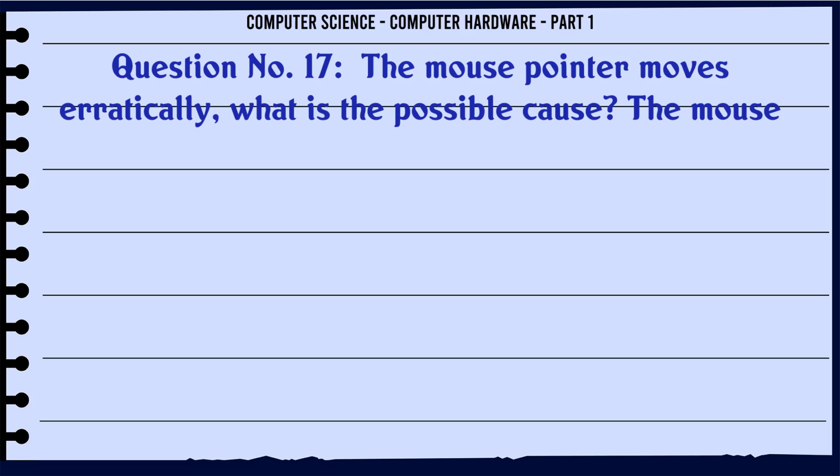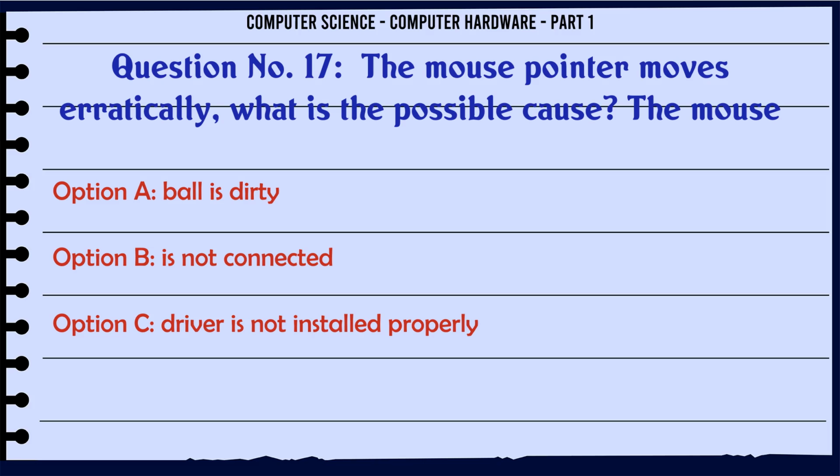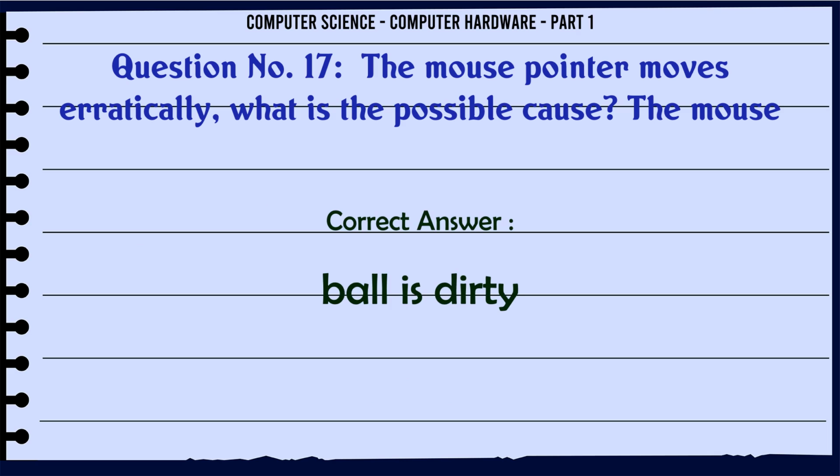The mouse pointer moves erratically. What is the possible cause? The mouse: A. Ball is dirty. B. Is not connected. C. Driver is not installed properly. D. Has an incorrect IRQ setting. The correct answer is ball is dirty.